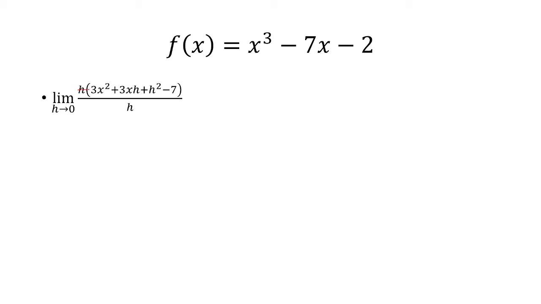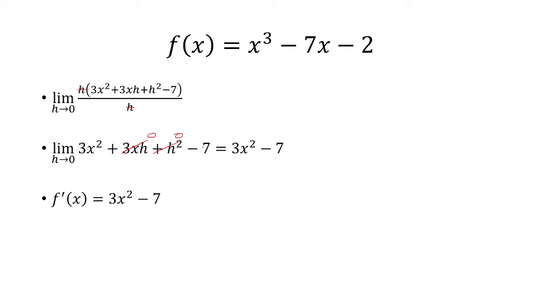So now the h's are going to cancel, and so we have the limit as h approaches 0 of 3x squared plus 3xh plus h squared minus 7. If I plug in h equals 0, the 3xh and the h squared both go to 0, and so we're left with 3x squared minus 7. And so the derivative of f is 3x squared minus 7.